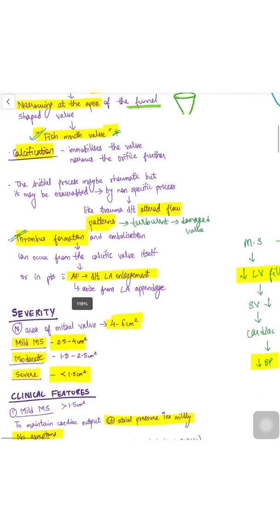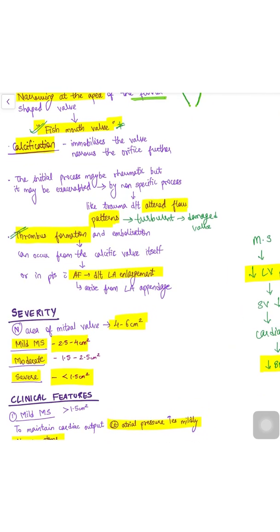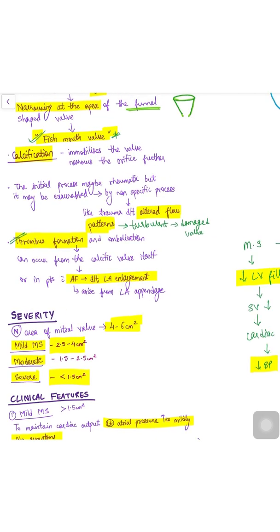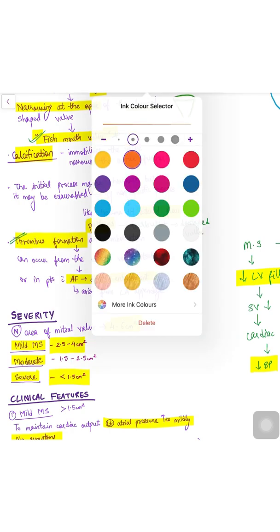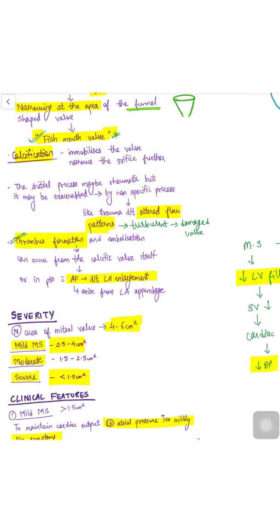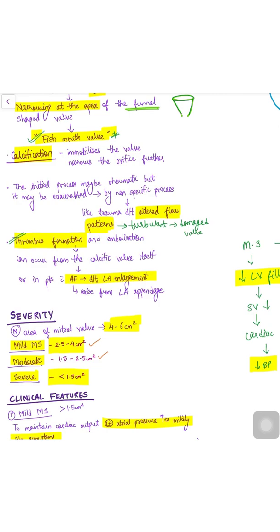What is the normal area of the mitral valve? The normal area of the mitral valve is around 4 to 6 centimeters square. When do you say it is a mild mitral stenosis? When your mitral valve area is between 2.5 to 4 centimeters square. Moderate is around 1.5 to 2.5 centimeters square, and severe is less than 1.5 centimeters square.